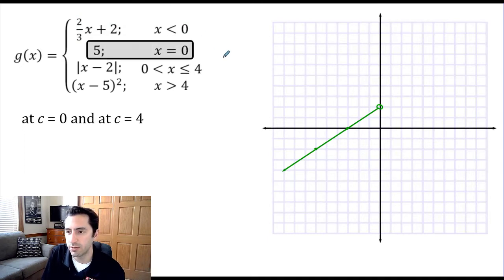Now the second one, we have at exactly 0, we have the value of 5. So in our function, at 0 and 5, we have this one specific point.